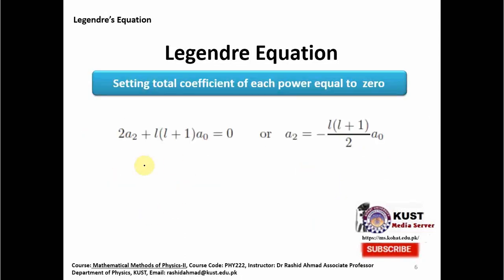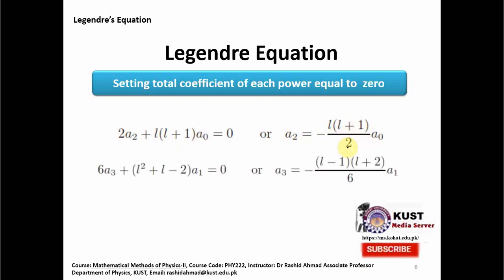So if we do that, if we put 2a2 plus this was the first coefficient, all others are 0, into L plus 1 is not equal to 0. So this equation now gives us a chance to calculate a2 in terms of a naught. So if you rearrange this equation, that is taking this to the right hand side and then calculating a2. So solving for a2, you will get minus L into L plus 1 divided by 2 into a naught. So this is the value we got.